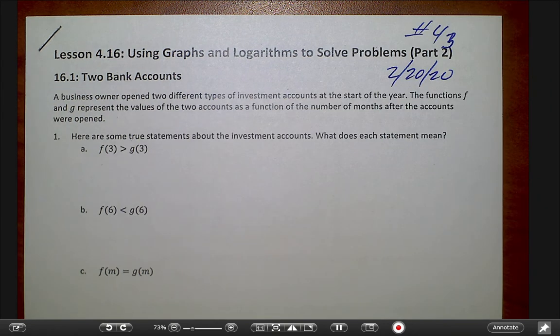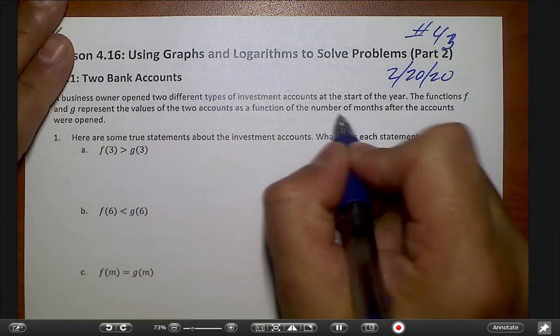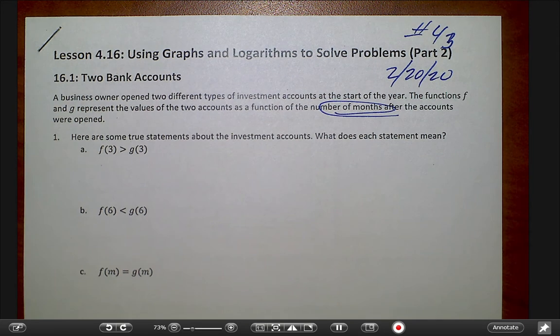Now, it reads, a business owner opened 2 different types of investment accounts at the start of the year. The function f and g represents values of the 2 accounts as a function of the number of months after the accounts were opened. Months. Okay, so here's some true statements about the investment accounts.